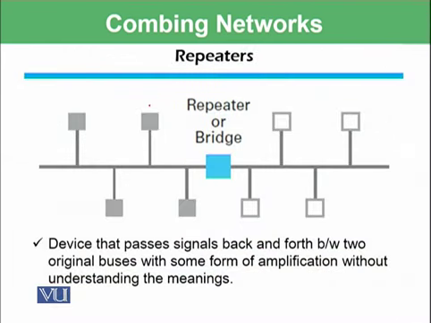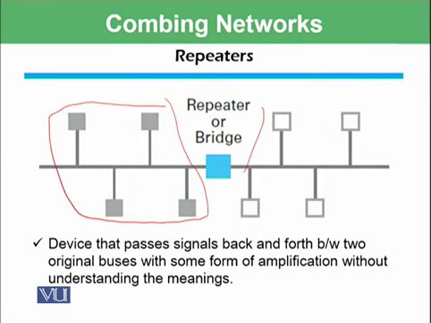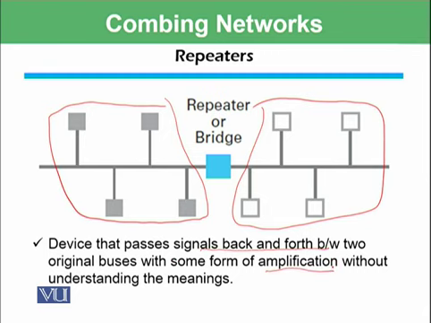So for example, we have a network over here and there is a network over here. And both of the networks need to be connected. We can use a repeater or bridge. So what repeaters do, that is a device that passes signals back and forth between two original buses with some form of amplification. So amplification means that the signals coming over here are extended, amplified, and reach this network, without understanding the meanings of the messages.